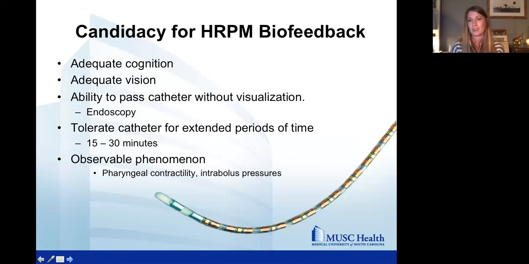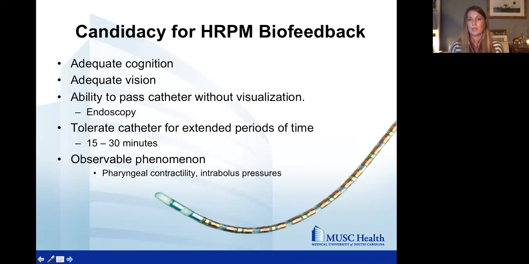So vision is key. You have to be able to pass the catheter without visualization, and I will say that is in the context of perhaps a therapy room if you don't have endoscopy present to be able to pass the scope, to help facilitate catheter placement. So, for example, a patient with severe kyphosis, if you aren't able to pass blindly without visual aid in the context of your therapy setting, this perhaps is not the patient to be performing this procedure on, given the close proximity of the airway.